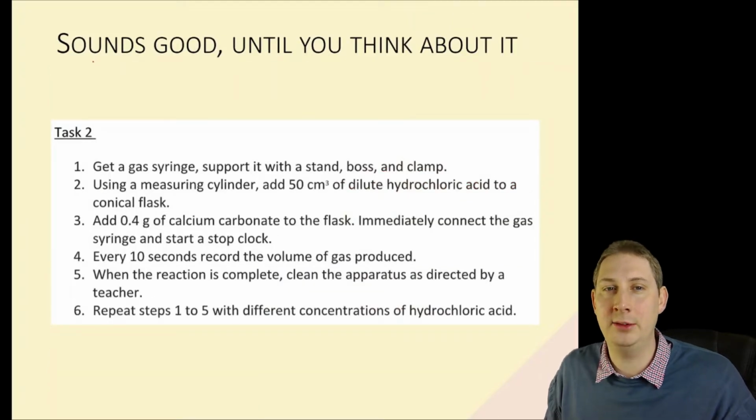Here's a method that sounds great. Get a gas syringe, support it with a stand, boss and clamp. Using a measuring cylinder, add 50 centimetres cubed of dilute hydrochloric acid to a conical flask. Add 0.4 grams of calcium carbonate, immediately connect the gas syringe and start a stop clock. Sounds great, doesn't it? Every 10 seconds record the volume of gas produced. When the reaction is complete, clean the apparatus as directed by a teacher and repeat steps 1 to 5 with different concentrations of hydrochloric acid.